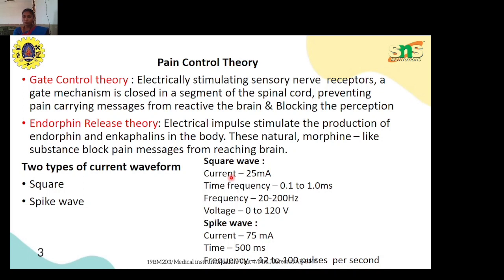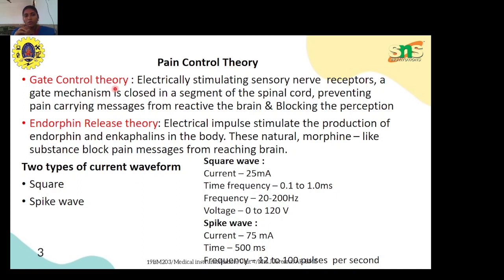In our body we have two control theories: one is the gate control theory, and another one is the endorphin release theory. In the gate control theory, the gate here is not like our normal gate, where we just open it to get inside and get outside. What we need to do is open the gate and close the gate. Similarly, in the spinal cord there is one segment where the gate mechanism usually happens. Through this gate opening and closing only, the pain signal will travel in and out.